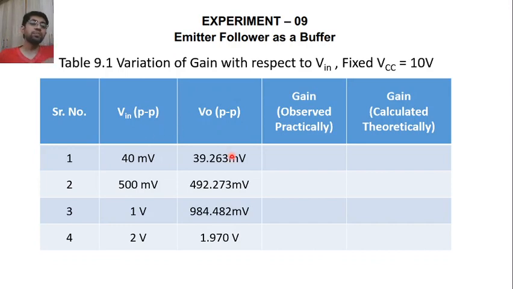So if you take the ratio of V out upon V in, you will get something like 0.9, and that ratio will always be less than 1 or nearly equal to 1. You can approximate it to 1. Next, you have to calculate the gain theoretically, whose equations are provided in the manual itself. So let us move ahead.